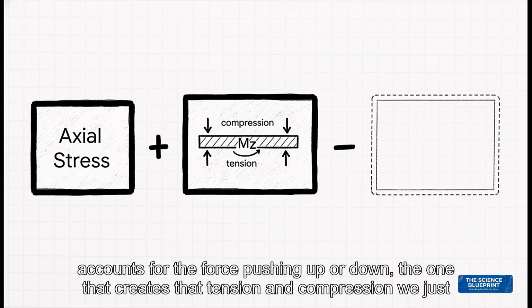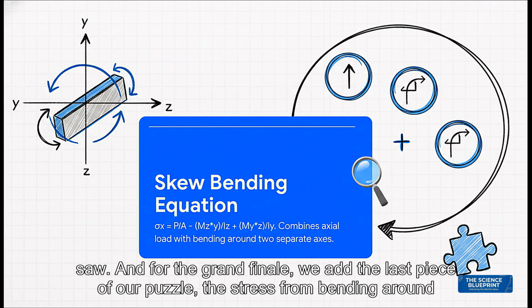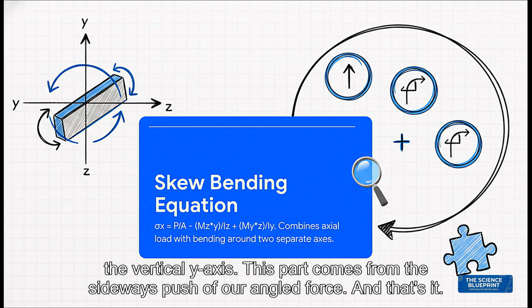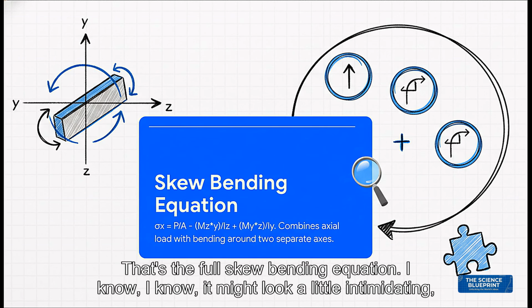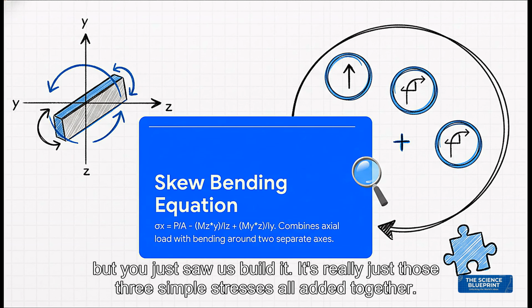This term right here accounts for the force pushing up or down, the one that creates that tension and compression we just saw. And for the grand finale, we add the last piece of our puzzle, the stress from bending around the vertical y-axis. This part comes from the sideways push of our angled force. And that's it. That's the full skew bending equation. I know, it might look a little intimidating, but you just saw us build it. It's really just those three simple stresses all added together.